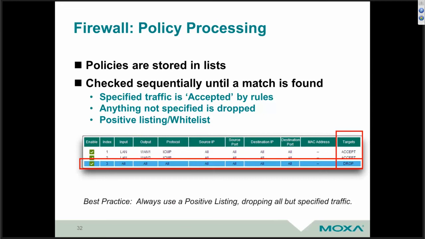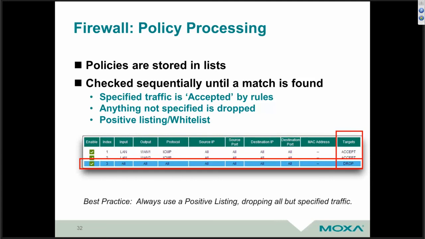So once you create a policy, you're not going to stop at just one. You're most often going to have a list of these things. So the way the policy processing goes is that these lists are sequentially checked until a match is found. So any traffic that you want to allow, you put a rule in there and you say accept this kind of traffic. Anything that you don't want is caught by the default rule, which is drop.